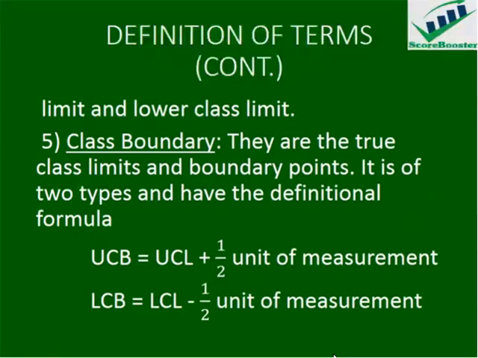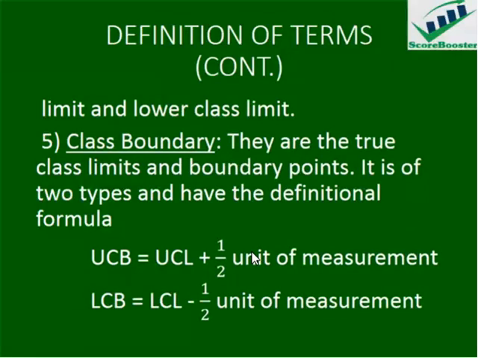There's another thing called the class boundary. They are the true class limits, and they are called the boundary points. It is also of 2 types. We have the upper class boundary, which equals your upper class limit plus 1/2 units of your measurement, and the lower class boundary equals the lower class limit minus half multiplied by units of measurement.